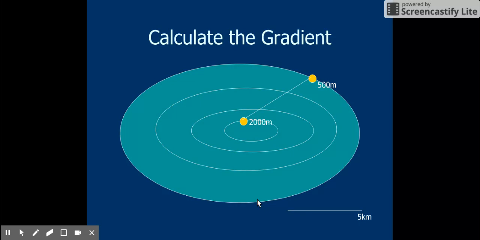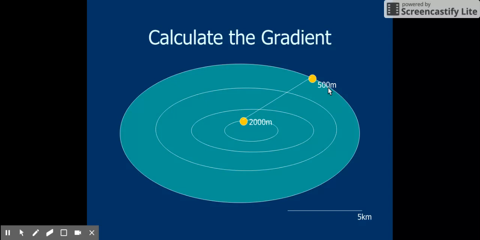To calculate gradient, we'll do an example here. If the top of your mountain is 2,000 meters in elevation, and the bottom of your mountain is 500 meters in elevation, what is the gradient between these 2 points? First, you must find the difference in the elevation. So 2,000 minus 500 will tell you the difference between the elevation. 2,000 minus 500 is 1,500.